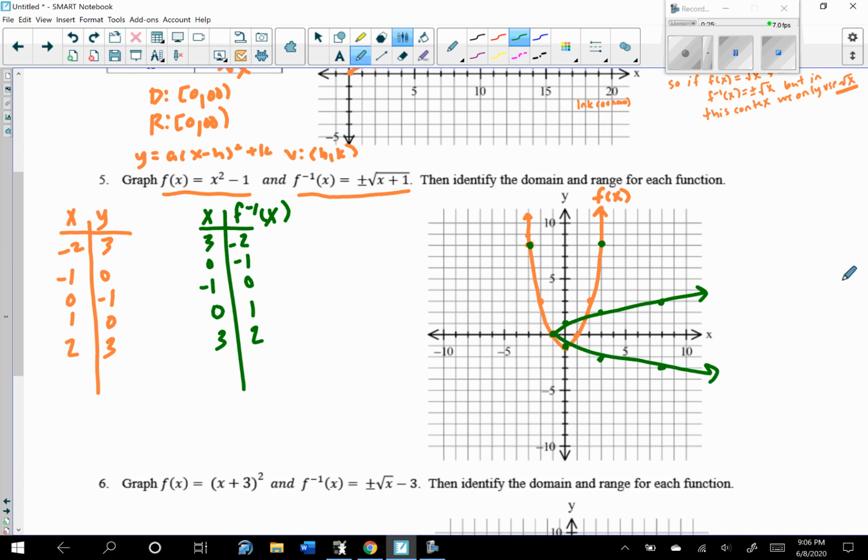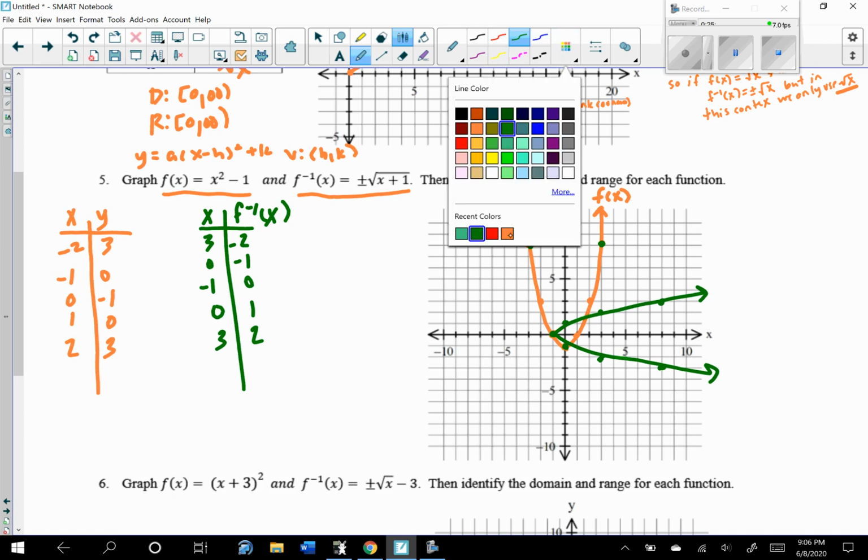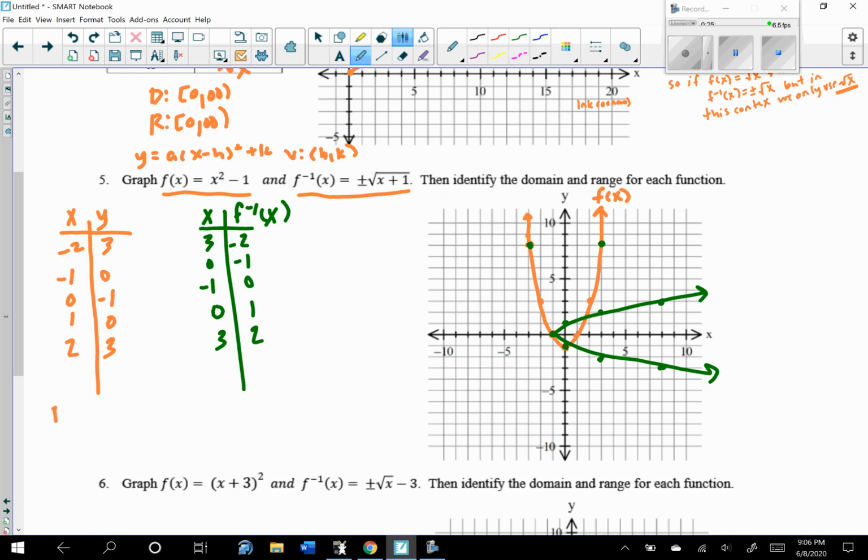And let's go ahead and look at the domain and range of each function. So for the first one, the domain, we can see I can plug anything in for x, so it's all real numbers. So negative infinity to infinity. The range, however, I cannot plug in or get all real numbers out. It starts at the lowest value, which is -1, and it goes to infinity.